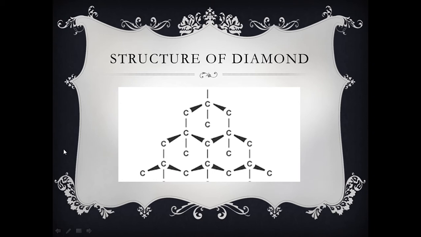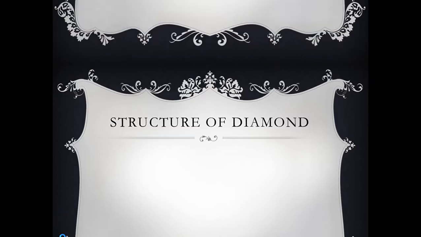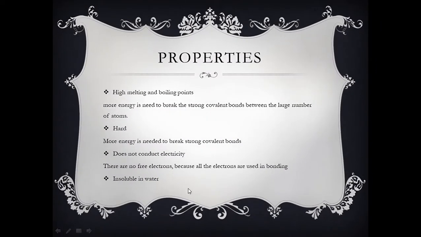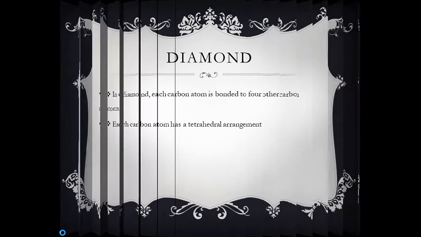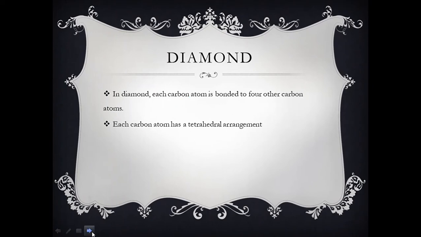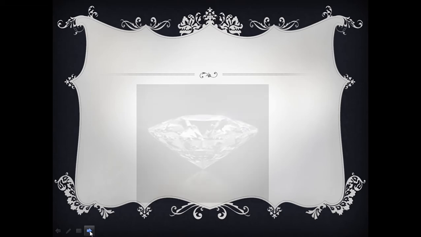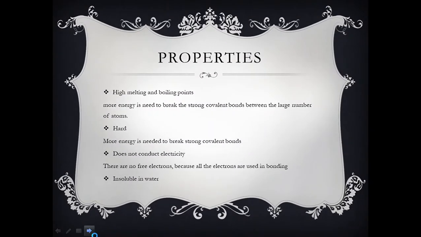Now this is the structure of diamond. You can see in this structure that one carbon atom is bonded to four other carbon atoms. As I said earlier in the properties part, it has a tetrahedral arrangement, right? Here you go, each carbon atom has a tetrahedral arrangement. That is represented in this picture. Not this, this one.